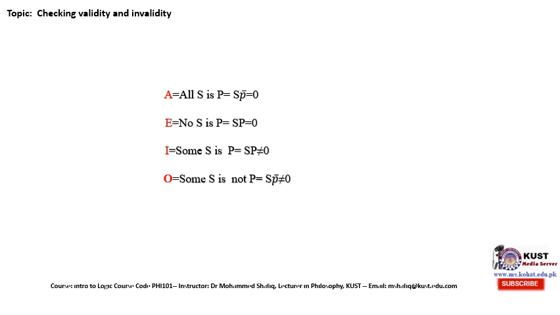So students, if you remember, in the previous lecture we showed the individual diagrammatic representation of four categorical propositions. So we got these types of results: all S is P, SP bar is equal to 0; no S is P, SP is equal to 0; some S is P, SP is not equal to 0; some S is not P, SP bar is not equal to 0.